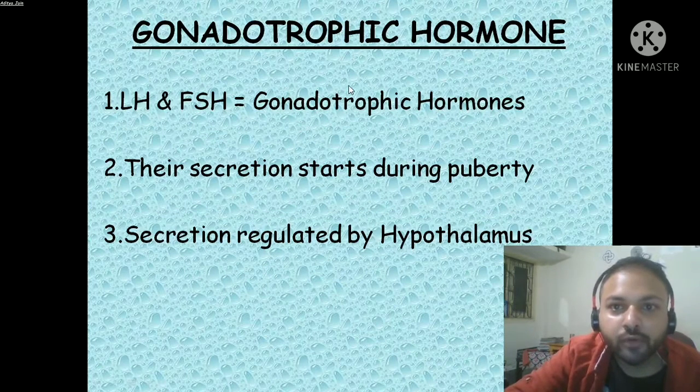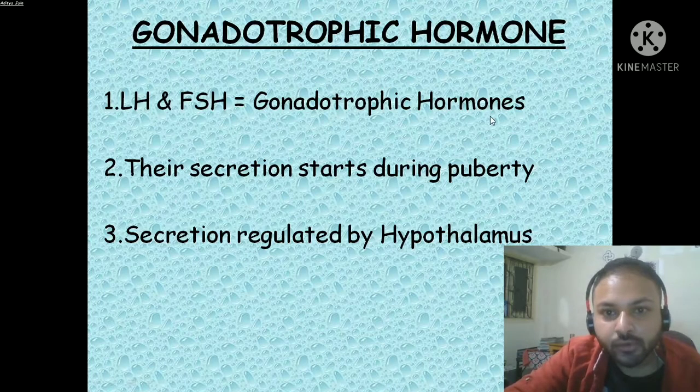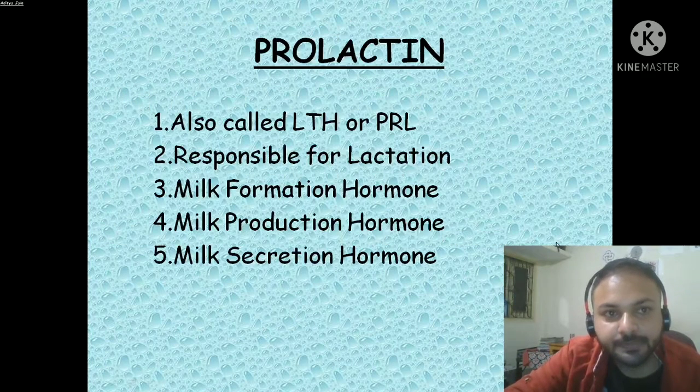Now, what are gonadotropic hormones? LH and FSH are known as gonadotropic hormones. The secretion of these hormones starts during puberty, and is regulated by the hypothalamus. The next hormone is prolactin. It is also known as LTH or PRL. It is responsible for lactation: milk formation, milk production, milk secretion, as these names suggest the function of this hormone.